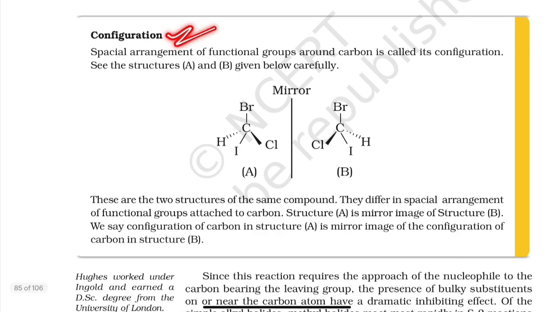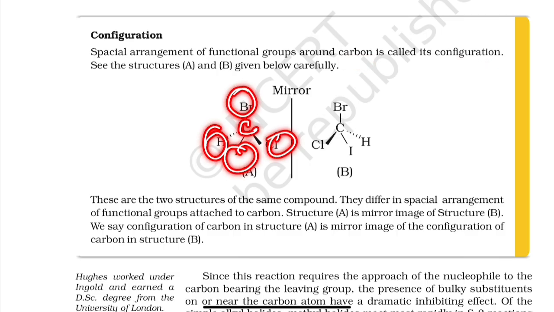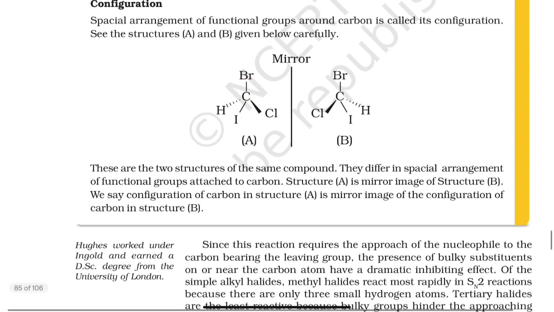And then configuration. So what is configuration? Spatial arrangement of functional groups around carbon is called as configuration. So this is carbon atom. So arrangement of groups around it is called as configuration.